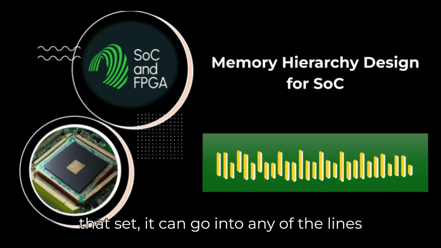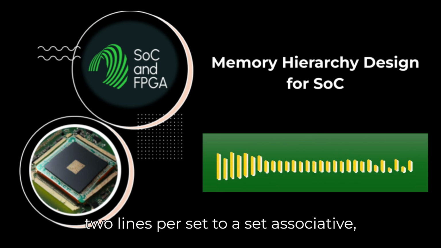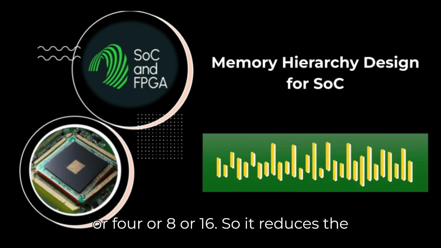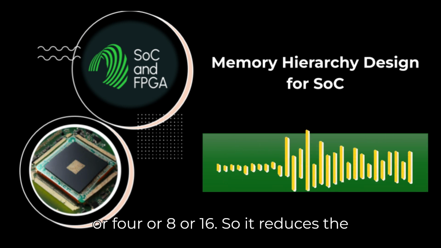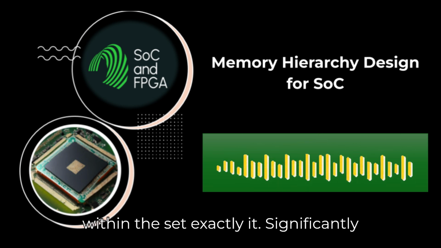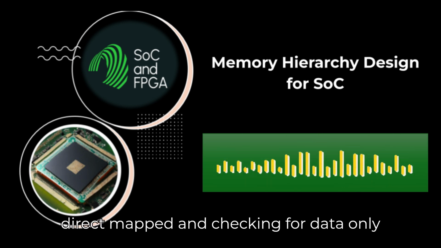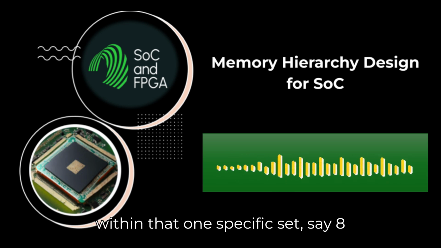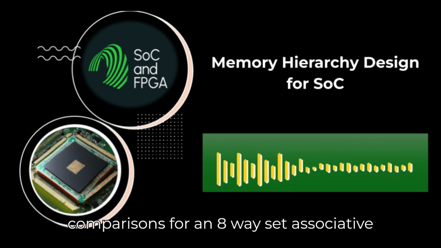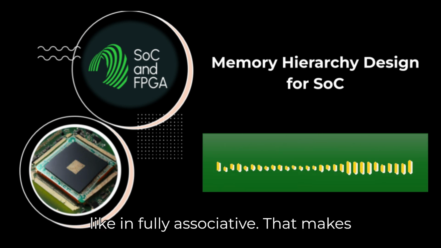But once it gets to that set, it can go into any of the lines within that small set. Maybe there are 2 lines per set, 2-way set associative, or 4, or 8, or 16. So it reduces the chance of conflict compared to direct mapped, because there are a few slots within the set. Exactly. It significantly reduces conflict misses compared to direct mapped. And checking for data only requires comparing against the tags within that one specific set. Say, 8 comparisons for an 8-way set associative cache, which is much, much simpler and faster than checking the entire cache like in fully associative.